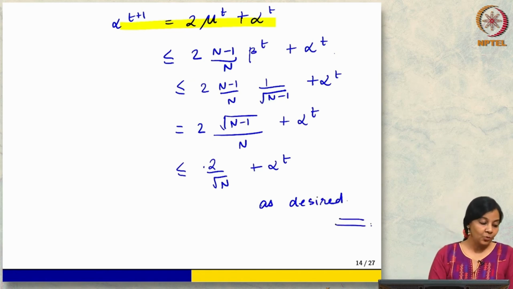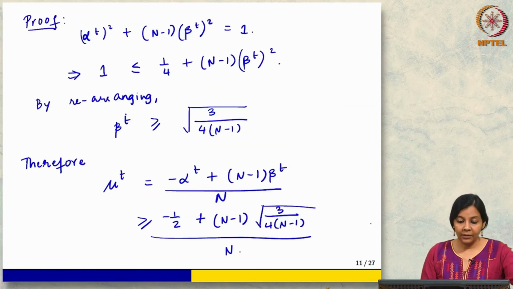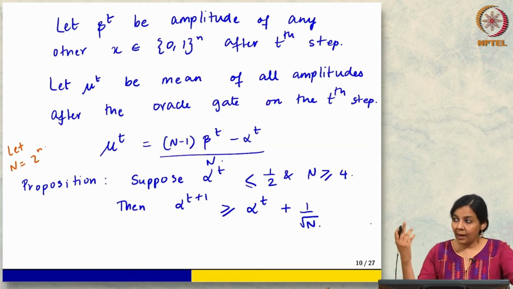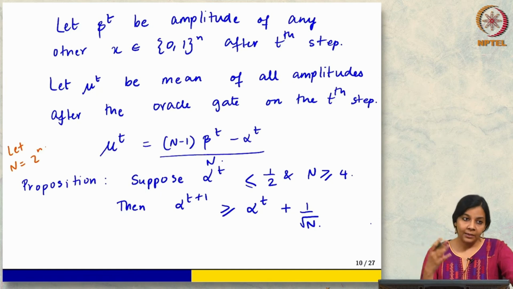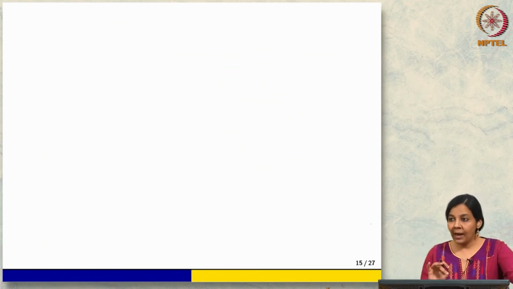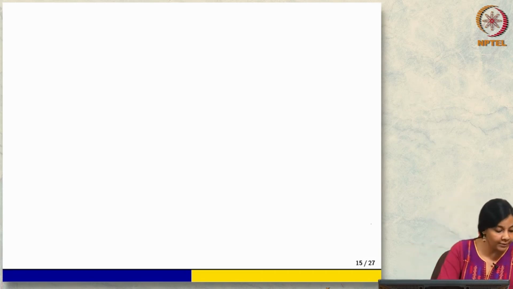So, we proved these two bounds. Okay. So, with the first proposition, we showed that as long as alpha t is bounded above by half, I will make progress with at least steps of 1 over square root n. And the second proposition showed that alpha t plus 1 is always going to be bounded above by alpha t plus 2 over root 2n. So, this will actually suffice for us to conclude the proof. Okay. So, let us do that.